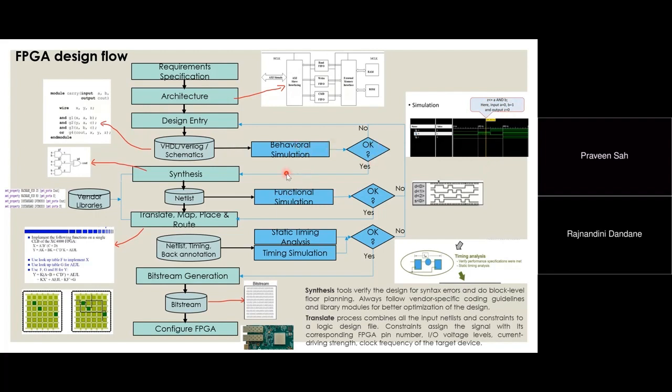Once this is done, you move to the next step, that is synthesis. Synthesis is nothing but, whatever you have described using this boolean logic, you are translating that RTL code or VHDL code into the netlist. Basically, the gate level circuits.